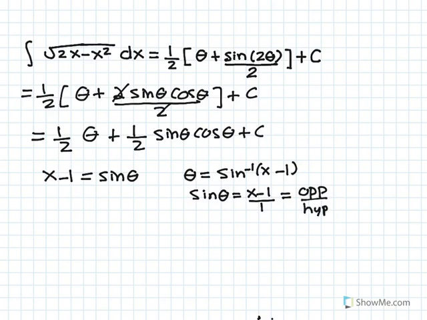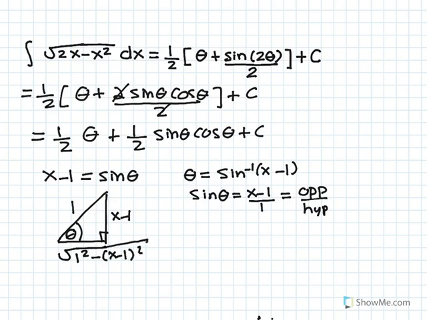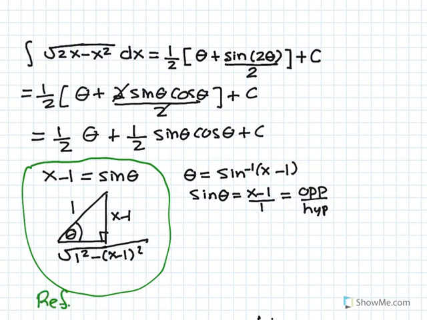So we can now create our reference triangle. What we have is a triangle, 90 degrees, and here's the angle theta. Sine theta is opposite, that's x minus 1, over hypotenuse, this is 1. Now we can calculate the missing side by applying Pythagoras. The missing side would be the root of 1 squared minus (x minus 1) squared. This is a reference triangle that allows us to get the answer back in terms of x. So let's put this in a box. Alright, let's label it. This is the reference triangle.